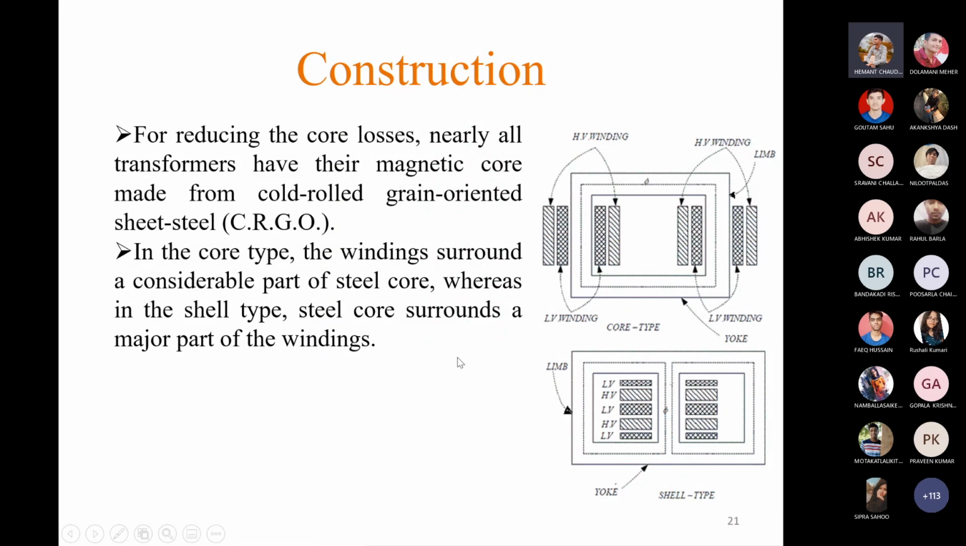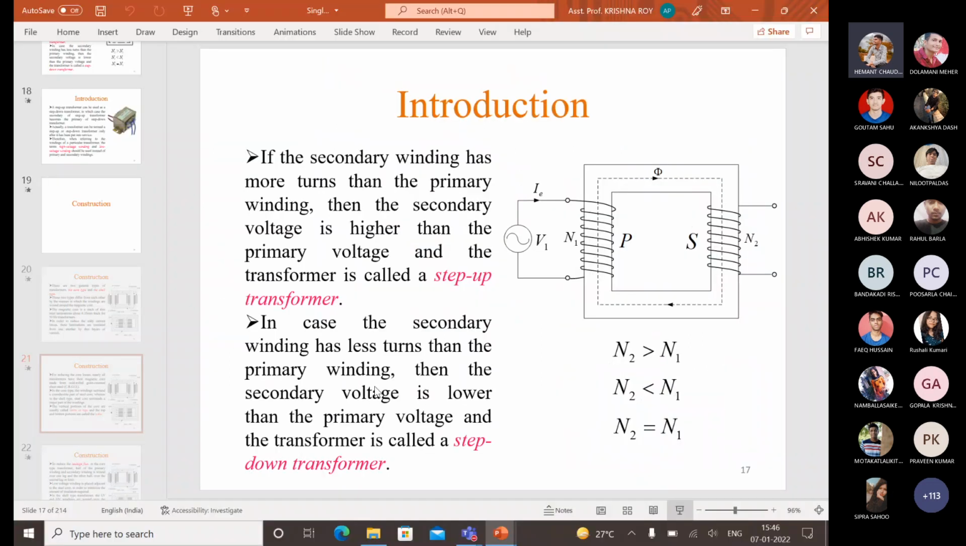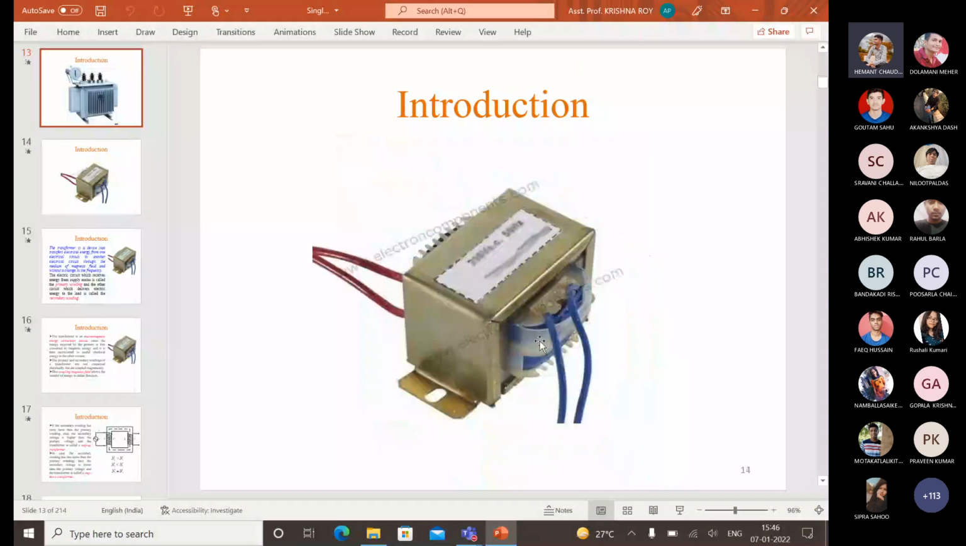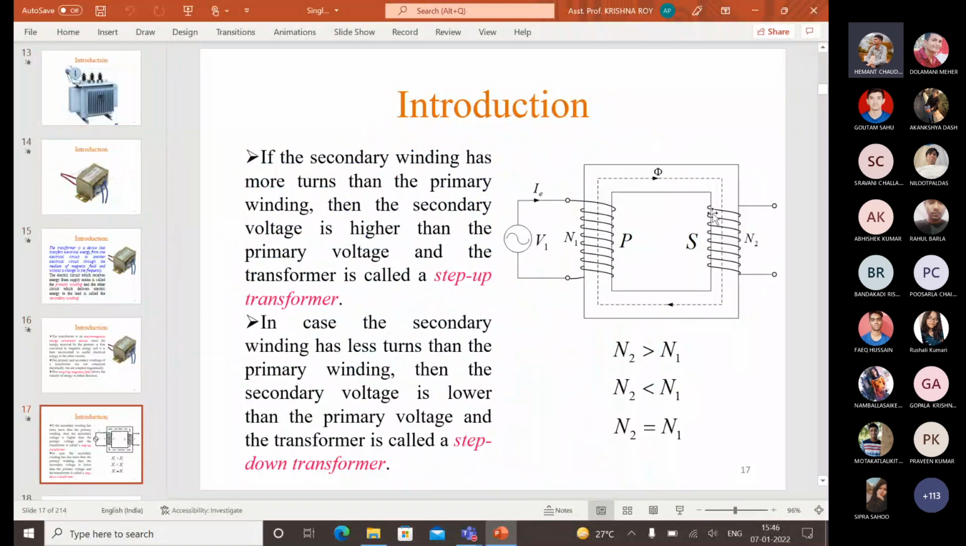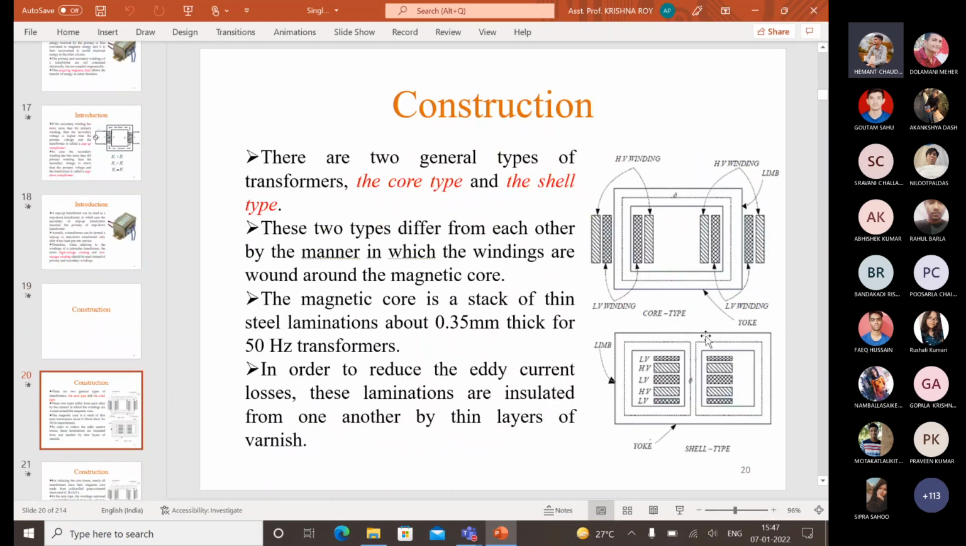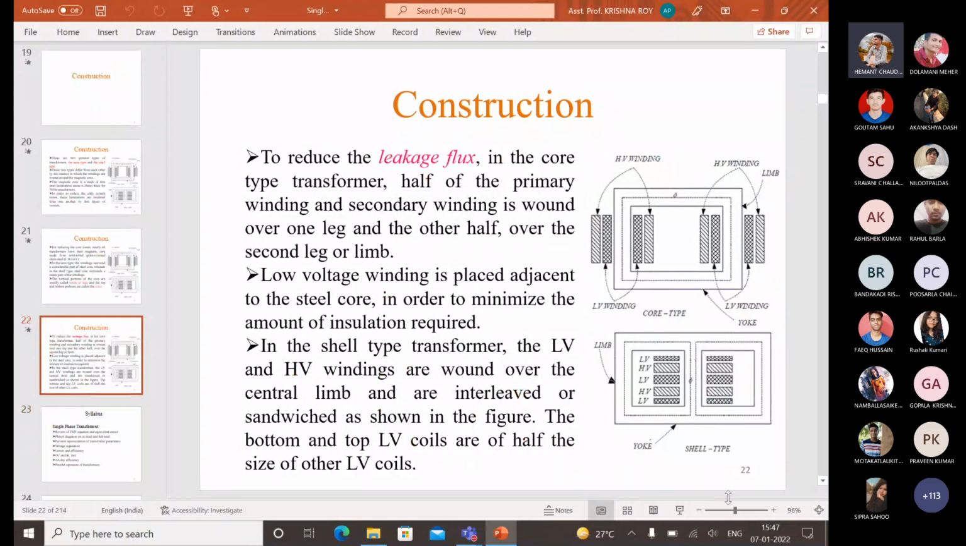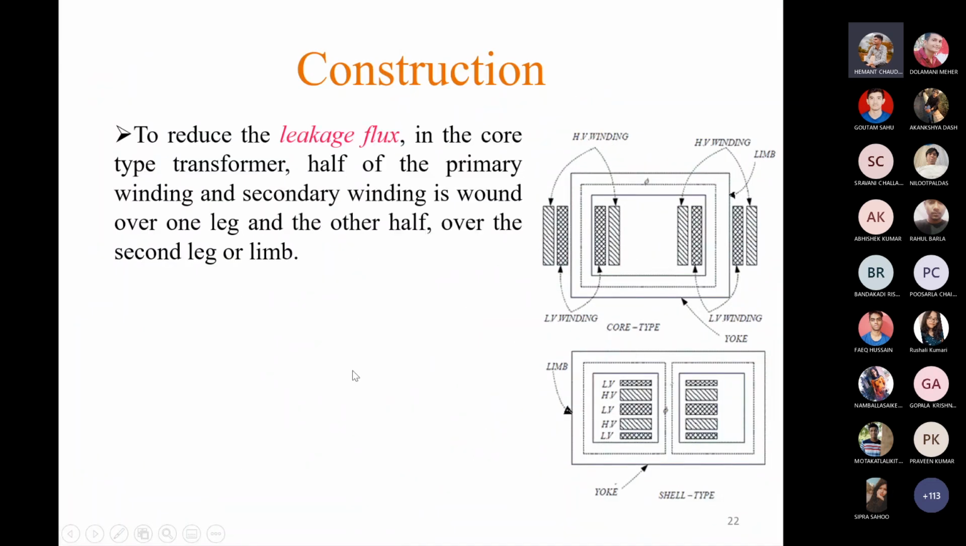And we can go back to the schematic diagram. This was the schematic diagram. You can see here the whole primary winding is placed on one leg, and on the other leg the whole secondary winding is placed. This is not the actual physical orientation of the windings. To reduce the leakage flux, which I will discuss in detail later on, the windings are placed in this way.